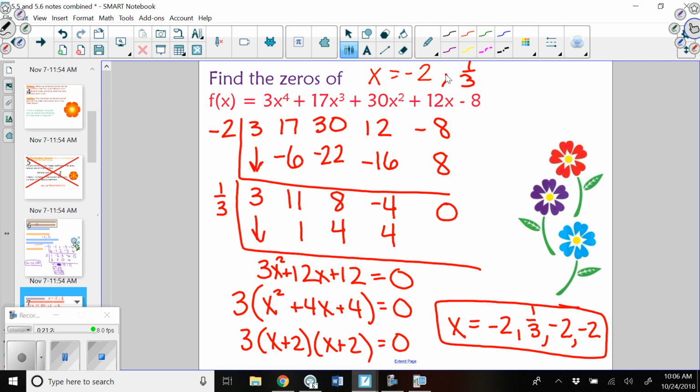Now, wait a minute. Didn't we say that we thought the other two answers were imaginary because it didn't cross? Yeah, but we were wrong. We were wrong because what actually happened? -2 showed up 3 times. Do you recognize that, though, by looking at the graph? No. Unfortunately, you can't tell that.